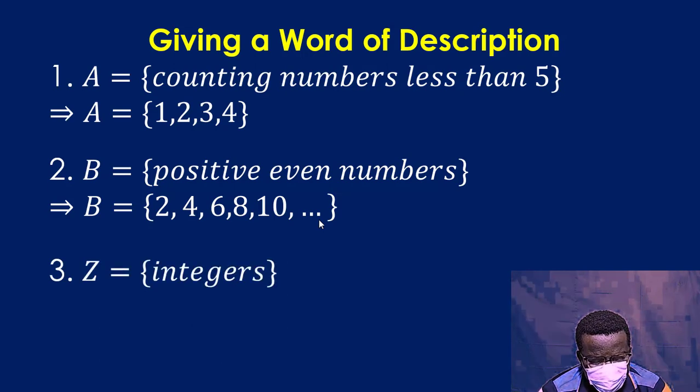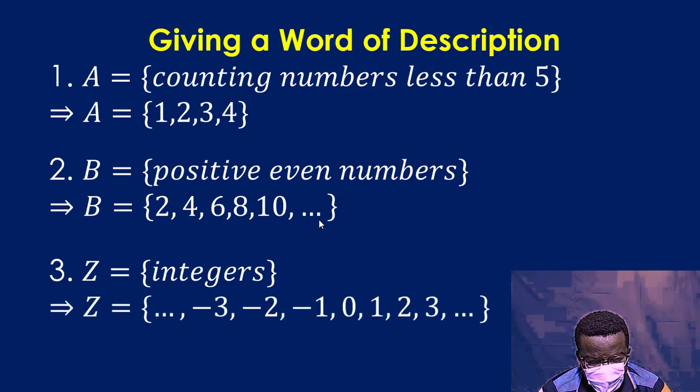Then 3. Z is equal to integers. Here, we have not been given any limitation. So what we have to do is to introduce the ellipsis points at the beginning and the ellipsis points at the last part when listing our elements. So we can simply say that Z is equal to {..., -3, -2, -1, 0, 1, 2, 3, ...}. So you can see that for the set of integers, we can never tell the number that begins it. So it is from negative infinity to positive infinity.